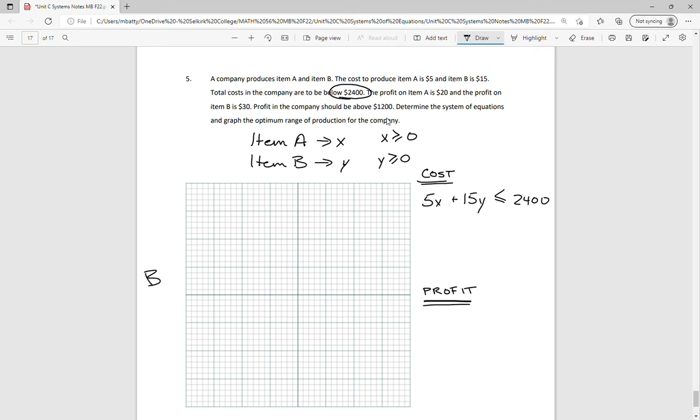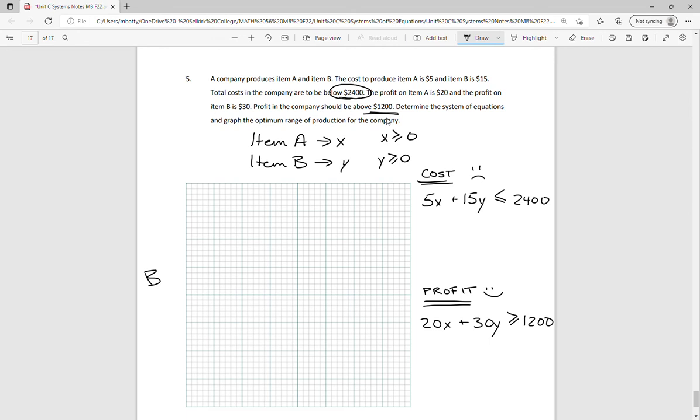The profit, if I keep reading this, so profit A is $20. This is how much we're going to make. This is the sad face. This is the happy face, right? We'd have $20 on X and $30 on Y. And we have a goal. We want to make more than $1,200.